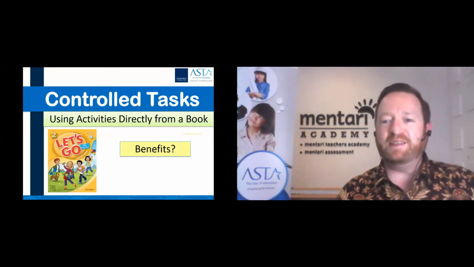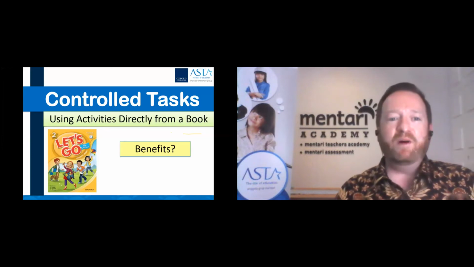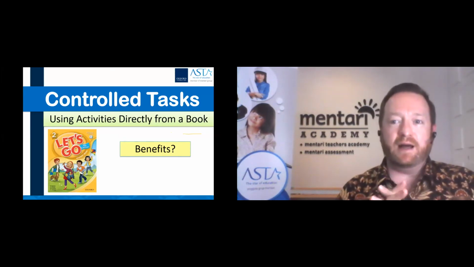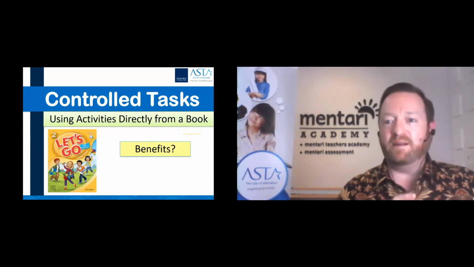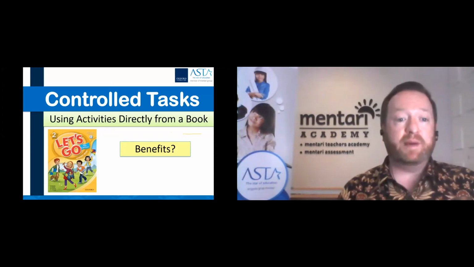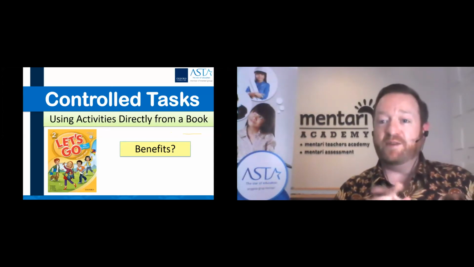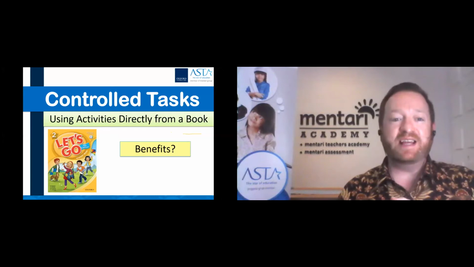So what are the benefits of this? You can type in the chat box and maybe we'll ask a few people, what are the benefits of a controlled speaking task? That means a dialogue probably, or something that's very simple. What's the benefit of that? Would anyone like to either raise their hand to share with us or type the answers in the chat box? Don't be shy.